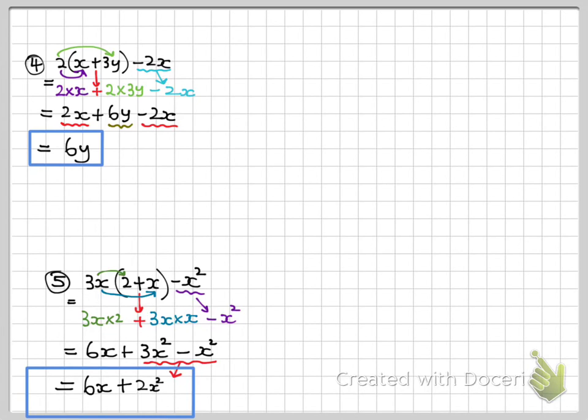The important thing to remember here is that the x squared terms are the only like terms. So 3x squared minus x squared, you're going to get 2x squared. x squared and x are not like terms, so that's why you can't combine them together. So this is the furthest we can go, and that's the answer.